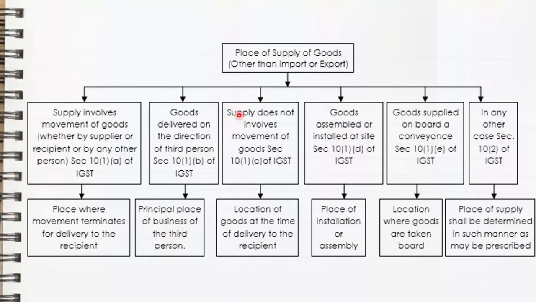The third rule is supply does not involve movement of goods. Here the place of supply will be the location of goods at the time of delivery to the recipient. Fourth, goods assembled or installed at site. Here the place of supply will be the place of installation or assembly. And the last, the most important one, goods supplied on board a conveyance. Here the place of supply will be the location where the goods are taken on board. And lastly, in any other cases, the place of supply will be determined in such manner as may be prescribed.